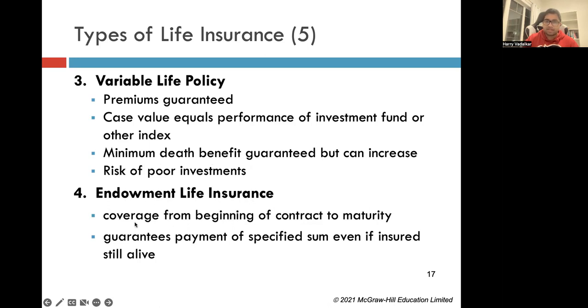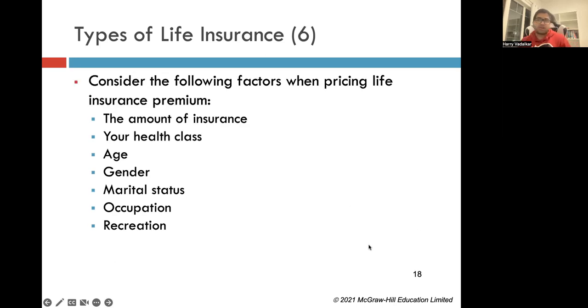Endowment life insurance provides coverage from the beginning of the contract to maturity, and guarantees payment of a specified sum even if the insured is still alive. So these are different types, but basically three types. One is term insurance, pure insurance, limited time, right? Then permanent policy or whole life policy, right? You get coverage for your whole life. It's very expensive. Then finally, universal life or variable life, in which insurance and investments are combined.